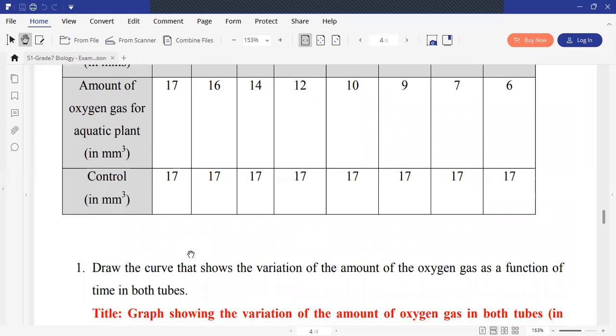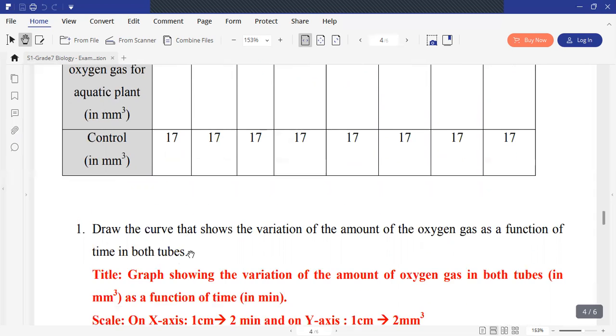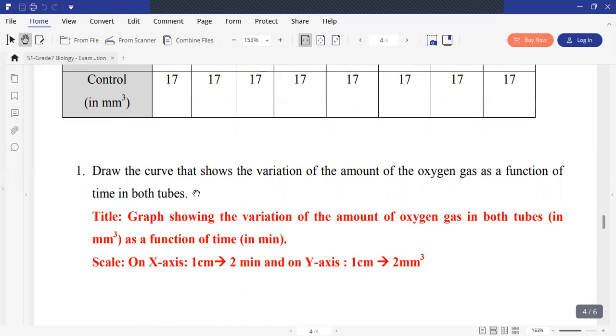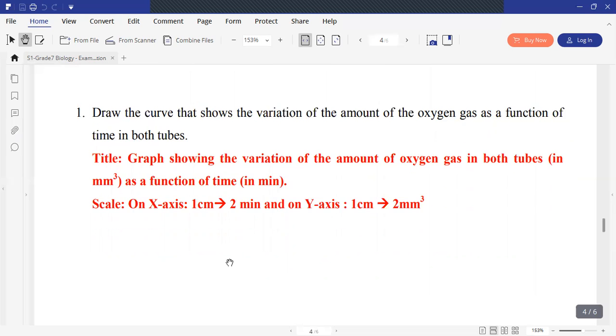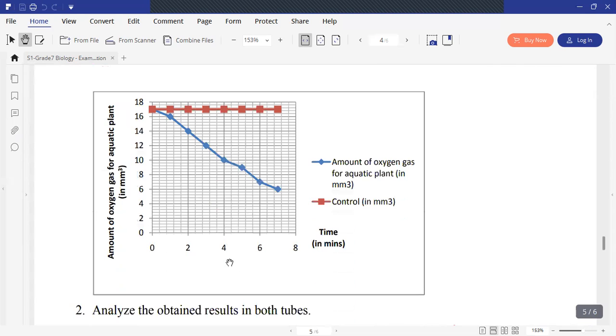Draw the curve that shows the variation of the amount of oxygen gas as a function of time in both tubes. The title I can get from the question: graph showing the variation of the amount of oxygen gas. I have to put the unit in millimeter cube as a function of time in minutes. And the scale, either you can write it like this, on the x-axis 1 centimeter gives 2 minutes, or on the y-axis, for example, 1 centimeter gives 2 millimeter cube. You can use the scale that you want.